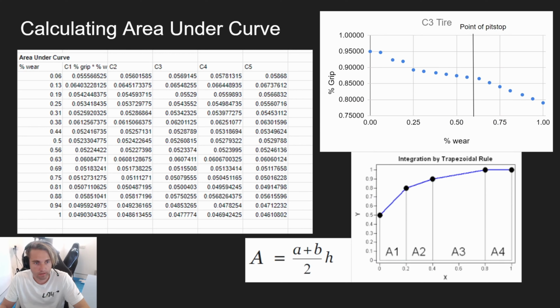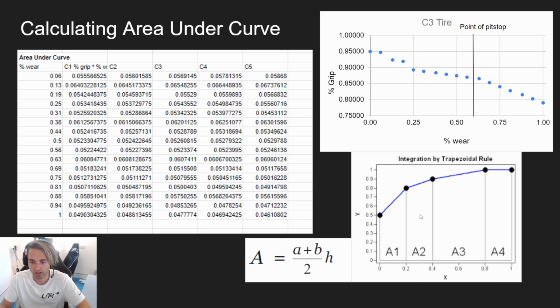What we added to this is looking at area under the curve. So maybe if you look at the top right over here, this is one of your tire compounds. In order to see what the average grip over an entire stint is, we have to look at the area under the curve from the start, so at 0% wear, to the point of your pit stop. So you have to get all this area here for your first stint, and then you do it again on the different tire compound for your second stint, and then you can calculate the average percent grip for your total race. To do that, we do an integration by trapezoid rule.